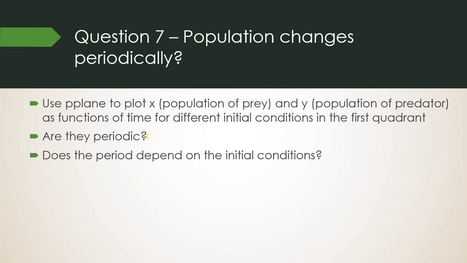Are they periodic, and does the period depend on the initial condition? To answer the question of whether the period depends on the initial condition, you just enter two different initial conditions to get two different orbits, or just click on two different places. But make sure you click in the first quadrant, because those are the only realistic ones. And then you can plot those against time, x and y against time, and see if they are periodic and if the period changes when the initial condition changes.